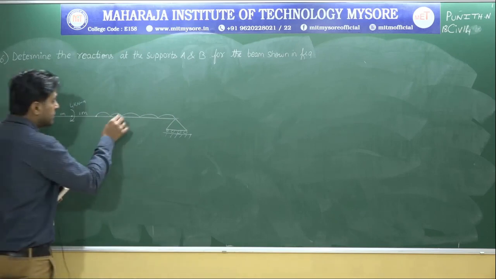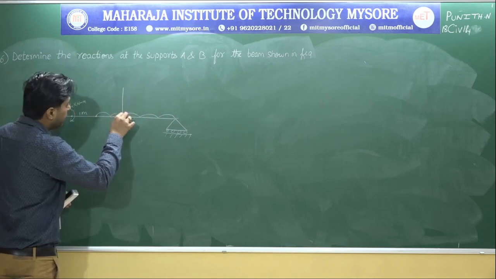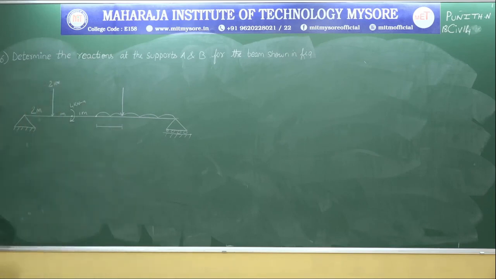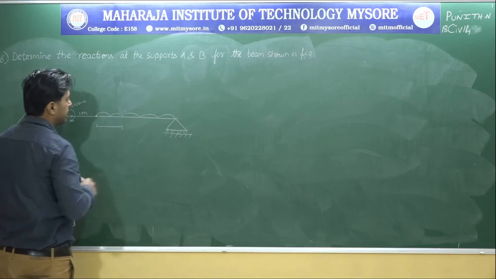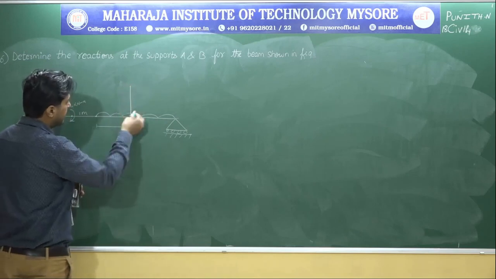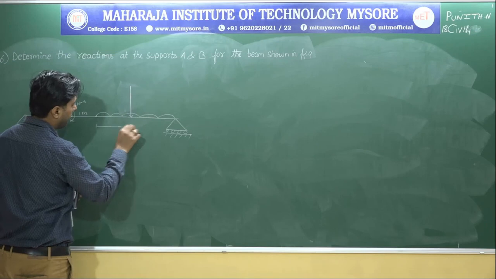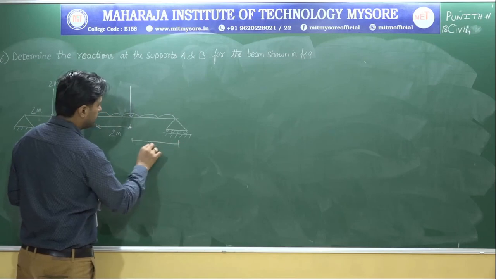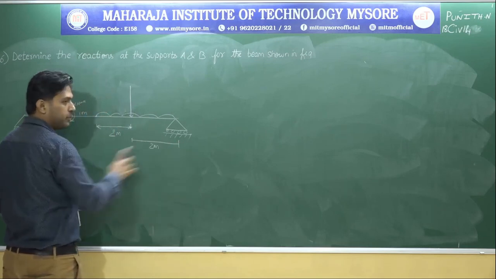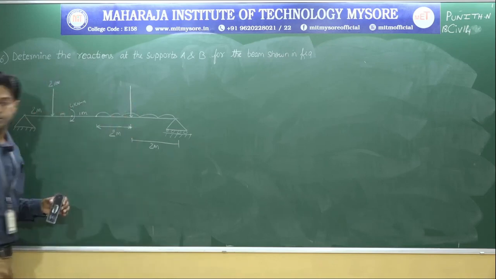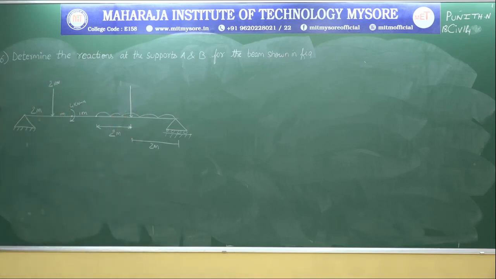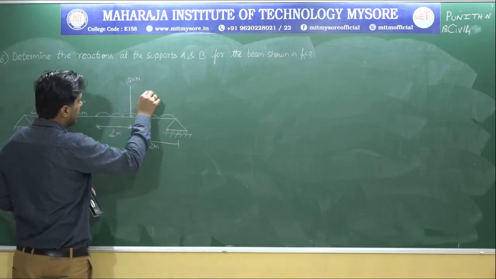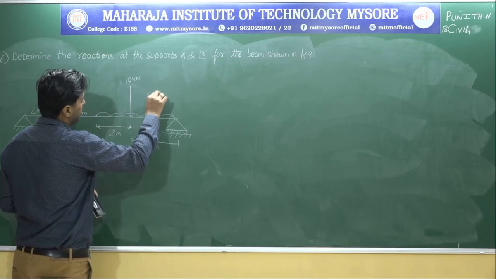Be careful. Here they have given a point load. This span is 2 meter, and it is acting exactly at the center. So this is 2 meter, and again this is also 2 meter. So totally the UDL is for 4 meter. Exactly at the center there is a point load. What is the value of that point load? It's 10 kilonewton, and the value of UDL is 5 kilonewton per meter.